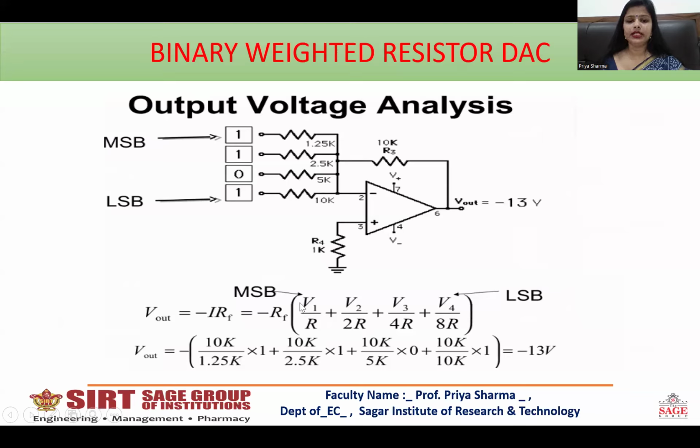So R reference is 10K upon the first resistor 1.25K into the first bit voltage, which is 1. Then 10K upon 2.5K into 1. Then 10K upon 5K into 0. Then 10K upon 10K into 1. After solving this, it comes out to be minus 13 volts. So our answer is minus 13 volts. This is how we can solve the questions of a DAC.